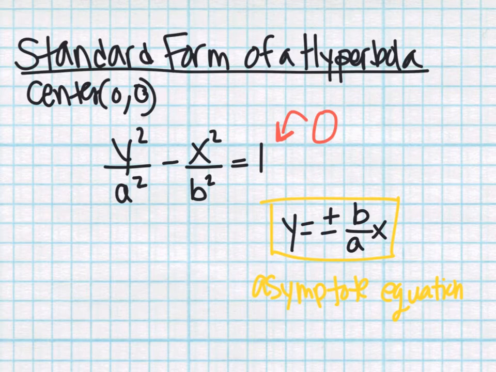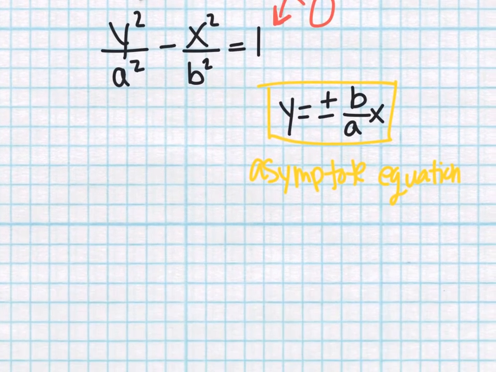So let's make a little table writing down all the formulas we need that will help us to find all the key points of a hyperbola. So we'll start with hyperbolas with center 0.